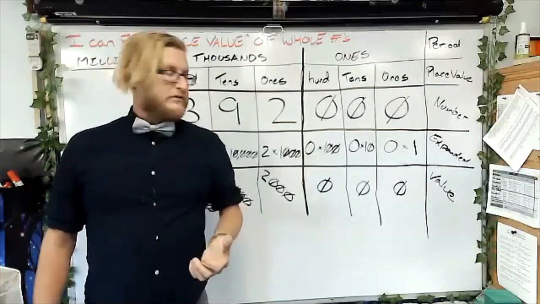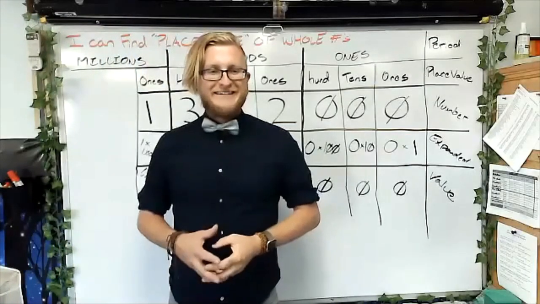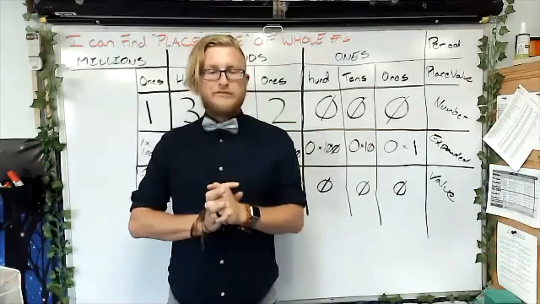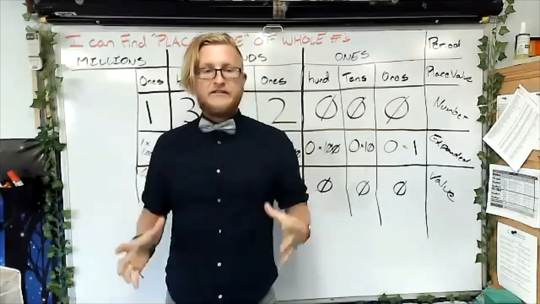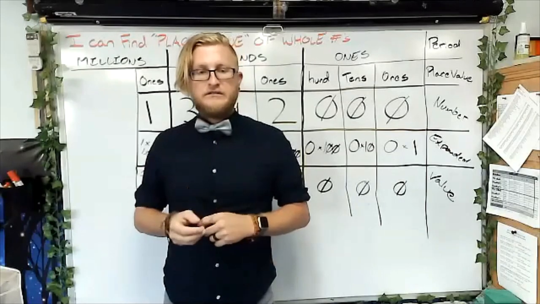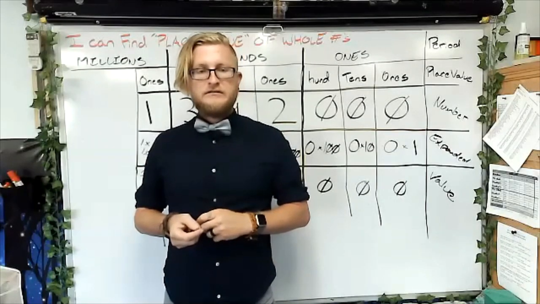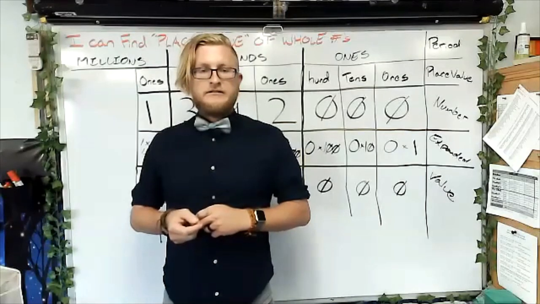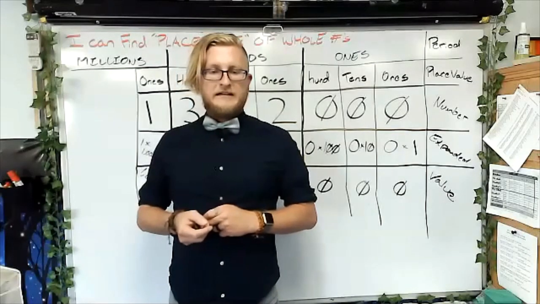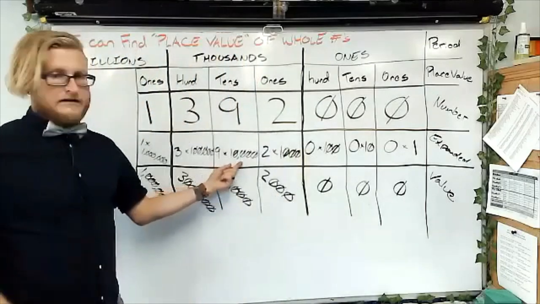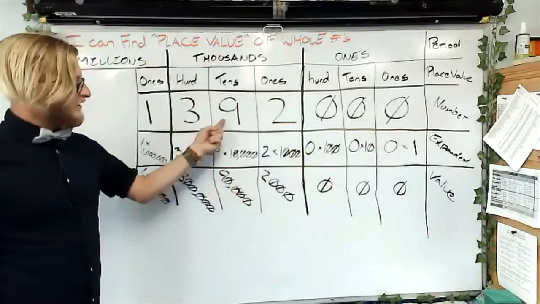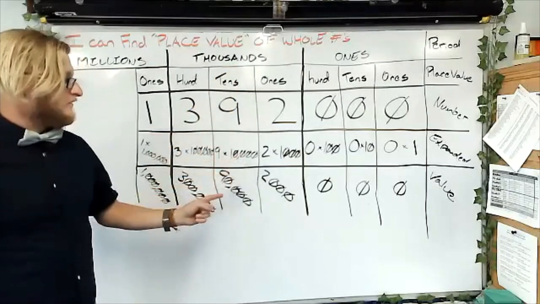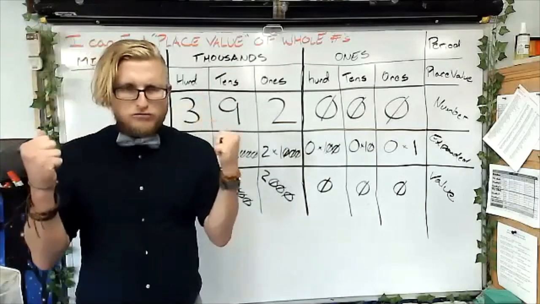What do I need to multiply that by to get the value of that? What do you guys think? What do I need to multiply that 9 by to get the value of that number? Alan, if you said 10,000, you are totally correct. You are multiplying that number by its place value. So 9 times 10,000 to give me 90,000.